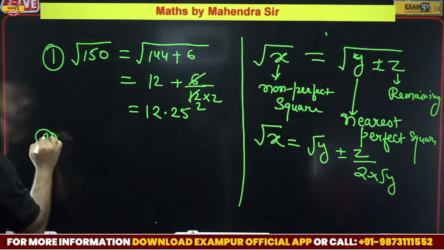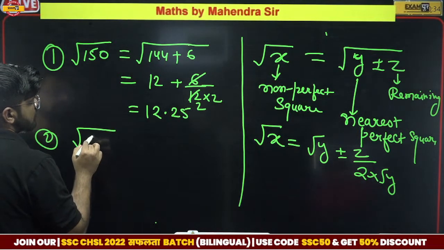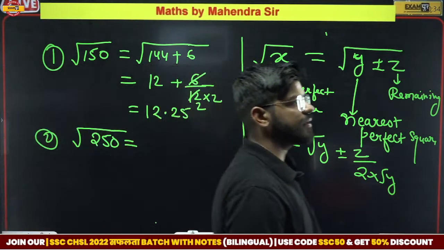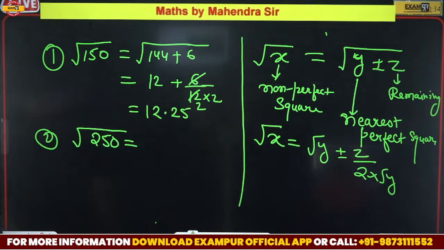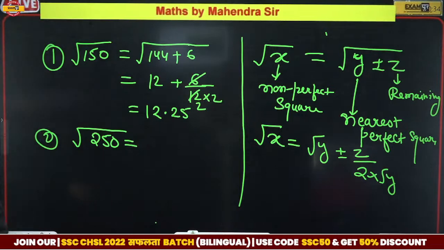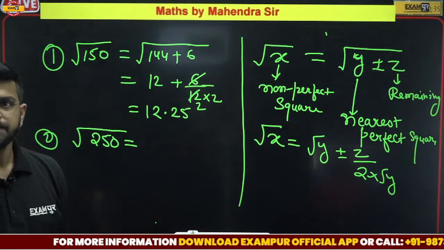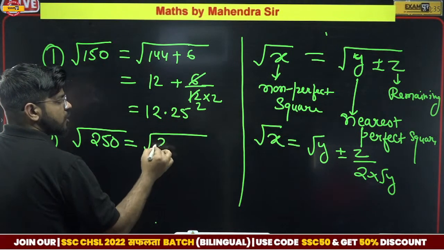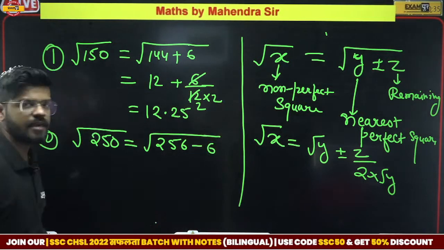If it is clear, now tell me the square root of 250. What is the square root of 250? Let me know. So 250 can be written as 256, which is 16 square, minus 6. We can write this.